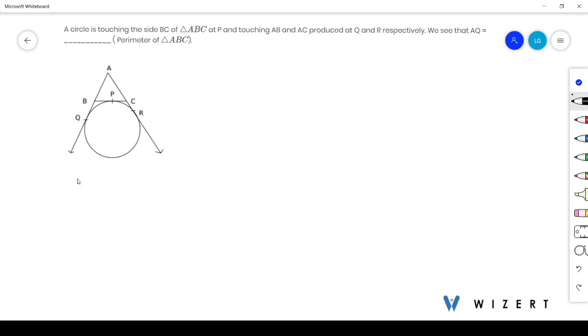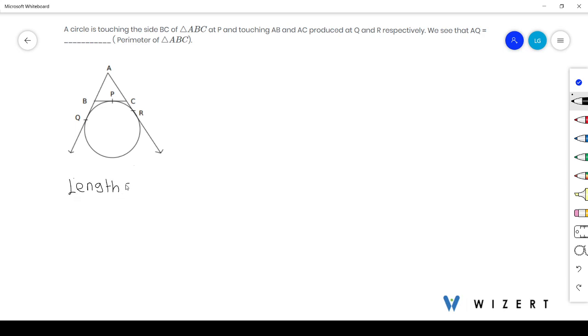Our question is: a circle is touching the side BC of triangle ABC at P and touching AB and AC produced at Q and R respectively. So we see that AQ equals to, means what is the relation between AQ and the perimeter of triangle ABC.